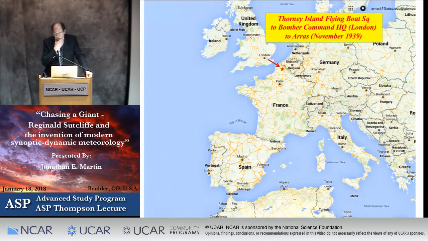So Sutcliffe is, at the time, at the Thorney Island Flying Boat Squadron. He moves to Bomber Command headquarters in London, and then in November 1939, he's sent over to northern France in Arras. And he spends 6 months of the Phoney War in northern France. There's nothing going on at the front in the first 6 months of the war. That changes dramatically in early April.